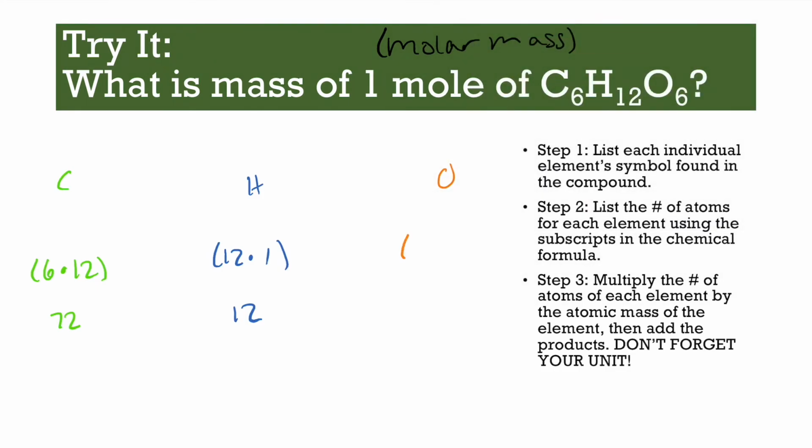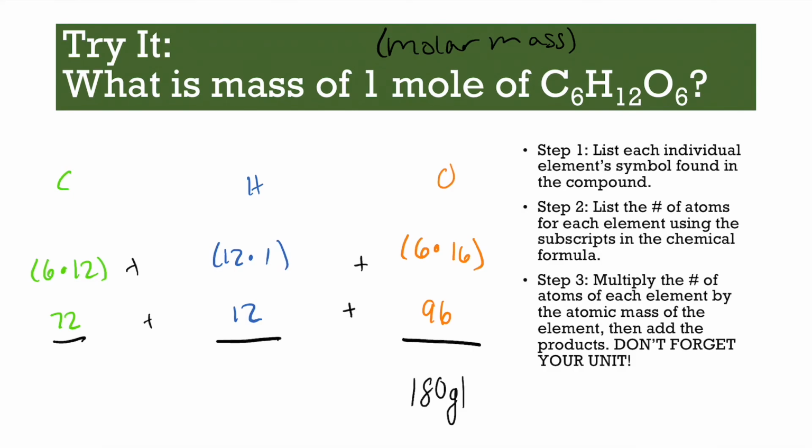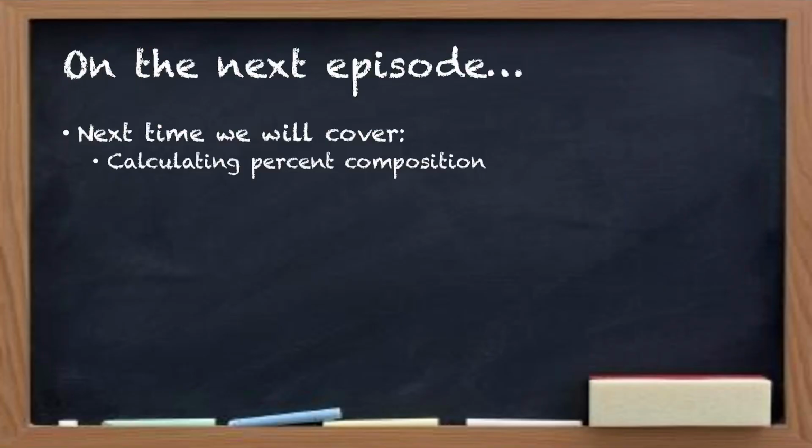And then oxygen, in our formula, we have 6 of them. The mass of oxygen is 16. 6 times 16 is 96. So now we found each part, but we're not done. We have to add them together. So 72 plus 12 plus 96 gives us 180 grams per mole. And that's it. So we're really just figuring out how many of each element that you have, and the mass of each thing. Okay, so that was, I think, one of the shorter videos.